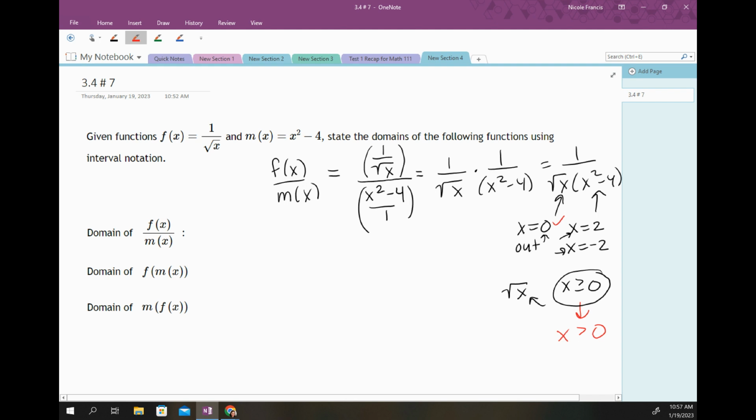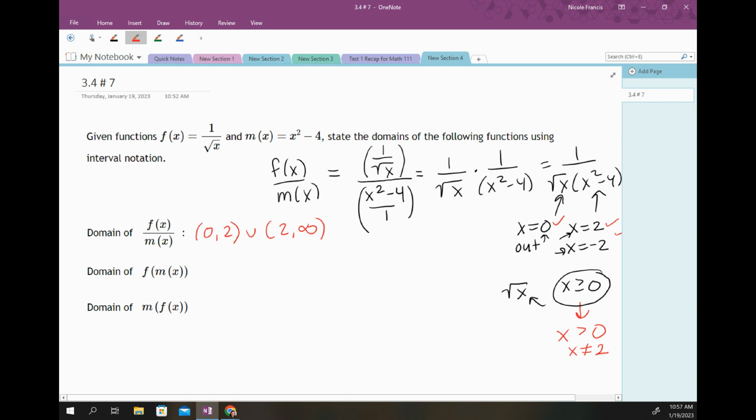Check, we took care of that. We also can't have x equal to 2 because that would make x squared minus 4 equal to 0. So we need x to be greater than 0 and not equal to 2. The way we write that is 0 to 2 with parentheses, so we don't include the endpoints, union 2 to infinity. That way we're not dividing by 0, so we don't have 0, 2, or negative 2 as part of the domain, and we're greater than 0 for the square root part.